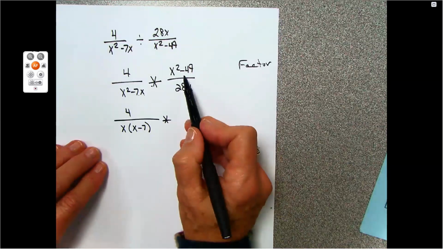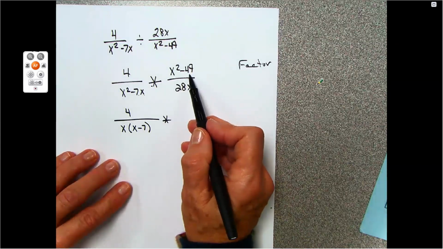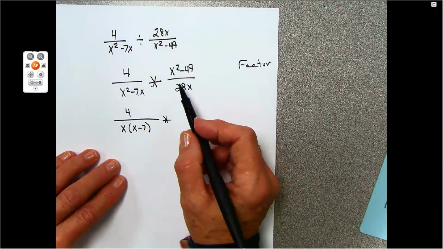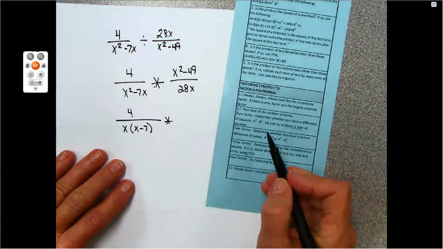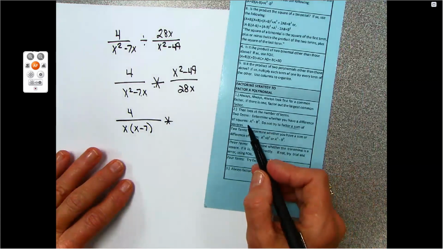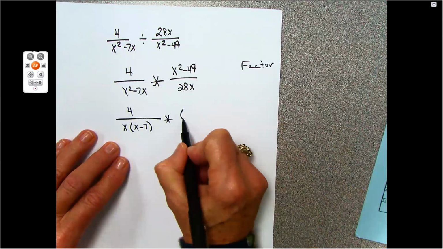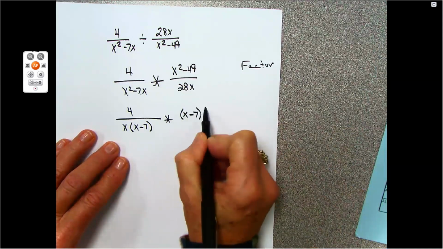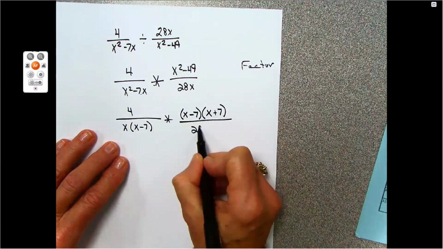Times, in the numerator, 4, and in the denominator, x squared minus 49. There's no greatest common factor, but 2 terms is the difference of 2 squares. 49 is 7 squared, so I'm going to factor that as x minus 7 times the quantity x plus 7, all over 28x.